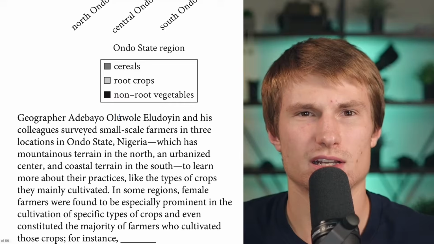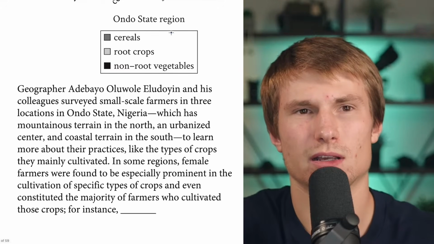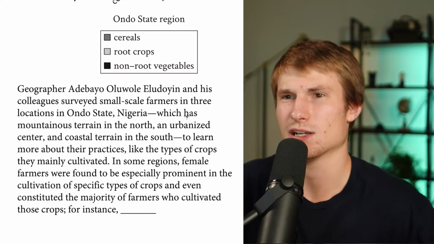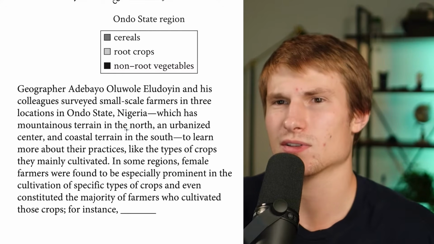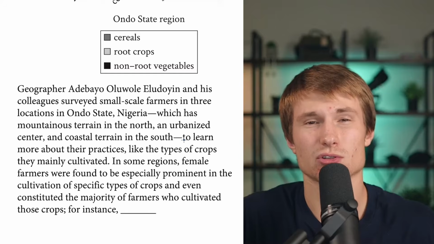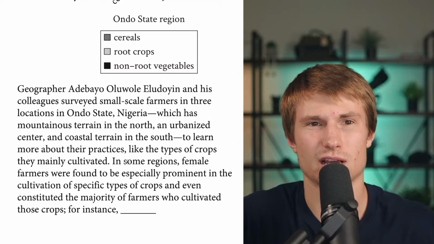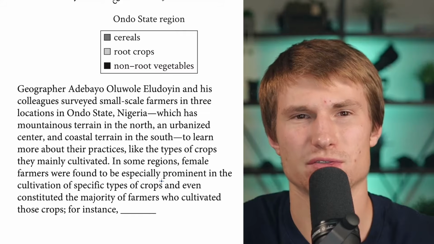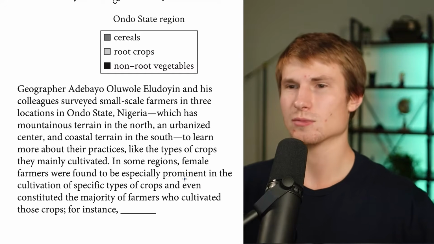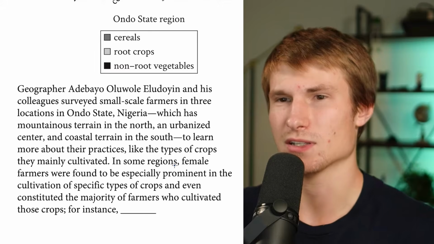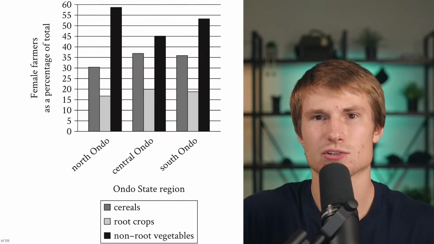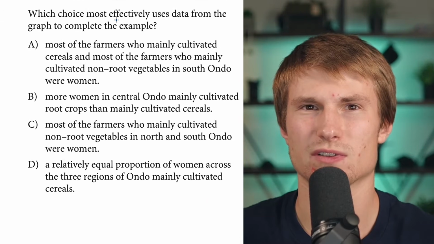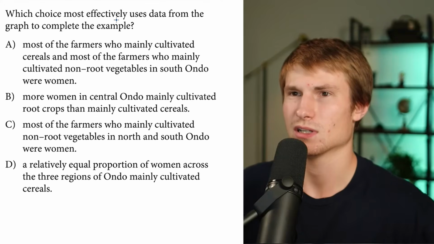Geographer Adidayo Oluwaden and his colleagues surveyed small-scale farmers in 3 locations in Ondo State, Nigeria, which has mountainous terrain in the north, an urbanized center, and coastal terrain in the south. To learn more about their practices, like the types of crops they mainly cultivated, in some regions, female farmers were found to be especially prominent in the cultivation of specific types of crops and even constituted the majority of farmers who cultivated those crops. For instance, and then if we go over to our answer choices, which choice most effectively uses data from the graph to complete the example.